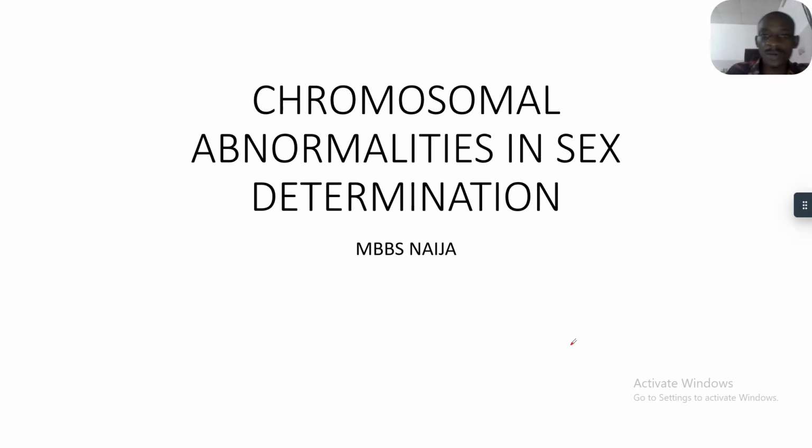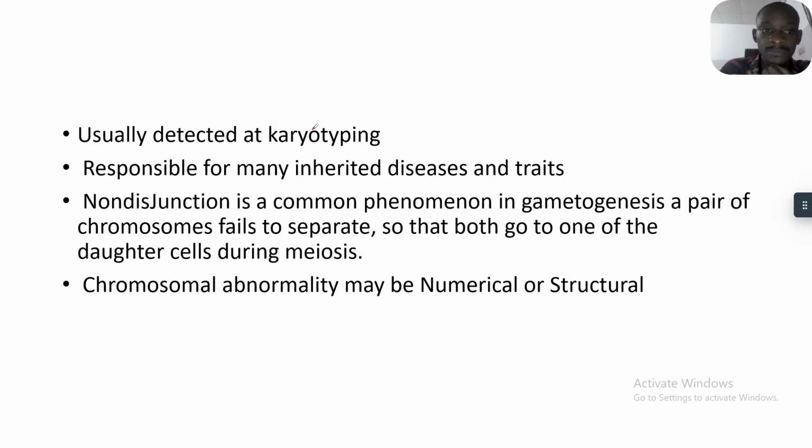Today we'll be talking about chromosomal abnormalities in sex determination. We'll be looking at the various chromosomal abnormalities, which are usually detected at karyotyping, and they are responsible for many inherited diseases and traits. Non-disjunction is a common phenomenon in gametogenesis, all right?